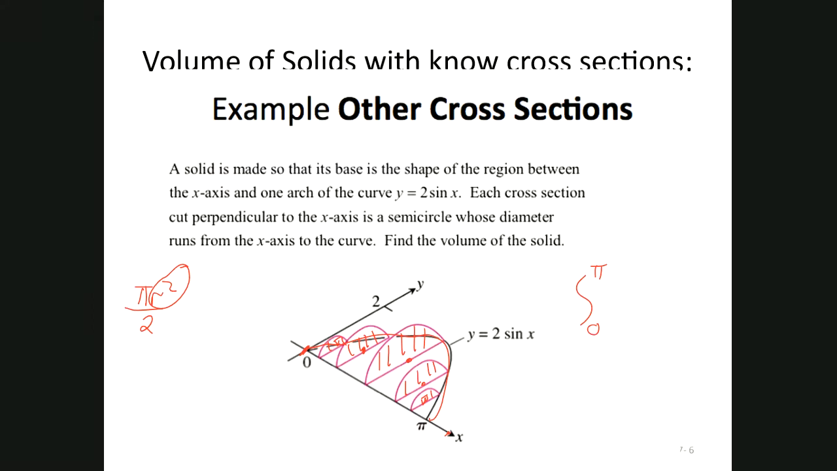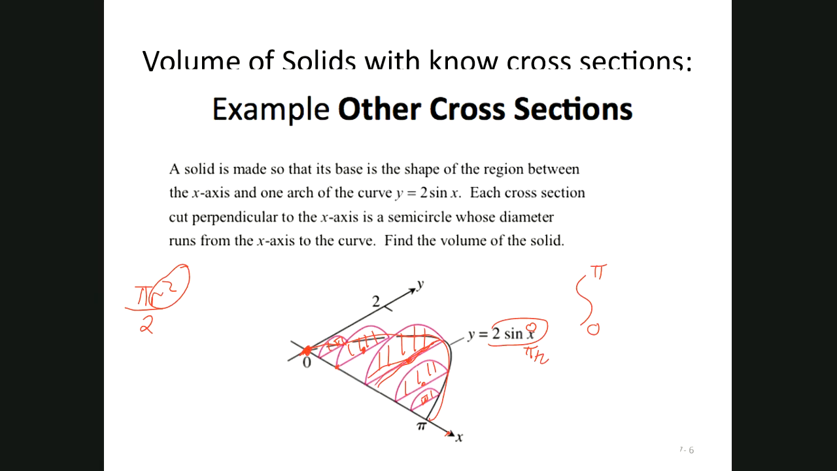Because this equation is 2 sine of x, right? The base is 2 sine of x. So really the diameter is 2 sine of x. If I wanted to know what the diameter is here at 0, I would put 0 in here, right? 2 times the sine of 0, that's 0. If I want to know what the diameter is here at, let's say, pi over 2, which would be this diameter, I would put pi over 2 in here. Well, the sine of pi over 2 is 1, so 2 times 1 would give me 2.